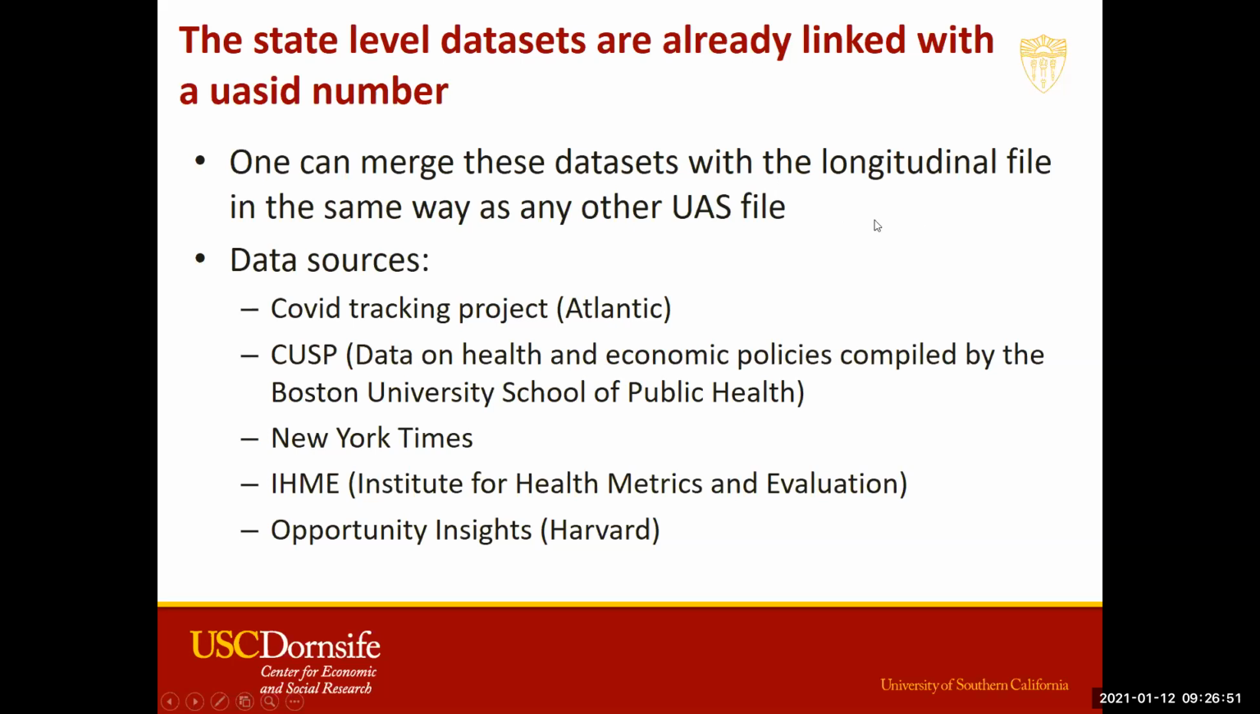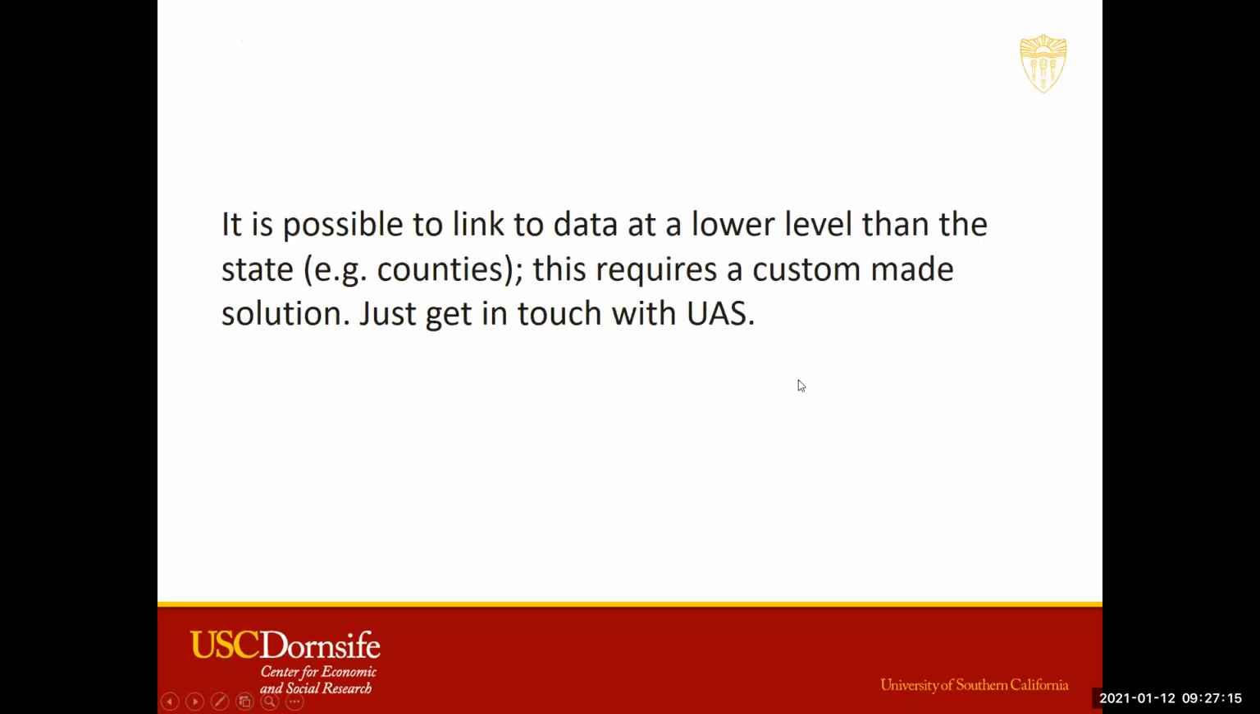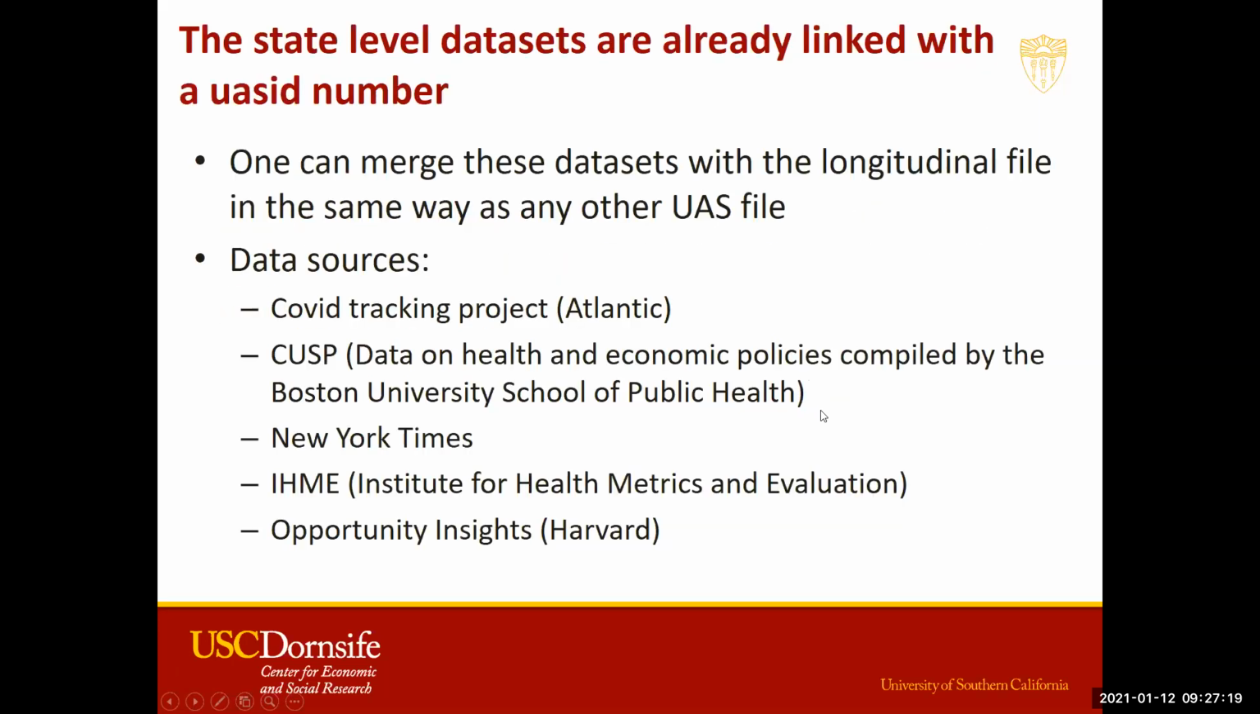You just use UASID. Some of the external data sources that you can link with are the COVID Tracking Project from the Atlantic, CUSP, which is, if you can read it off here, Health and Economic Policies from Boston University School of Public Health, New York Times COVID data set, Institute for Health Metrics and Evaluation data set, and Opportunity Insights at Harvard. So that's all state level you can do right away.